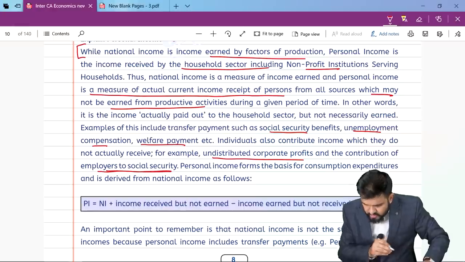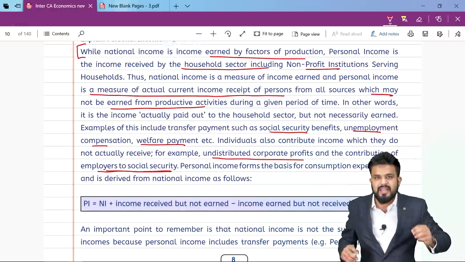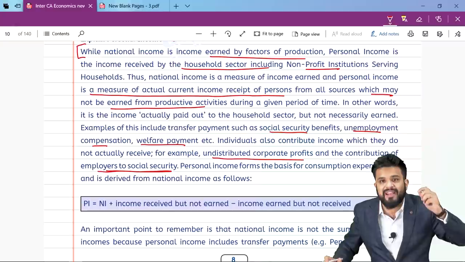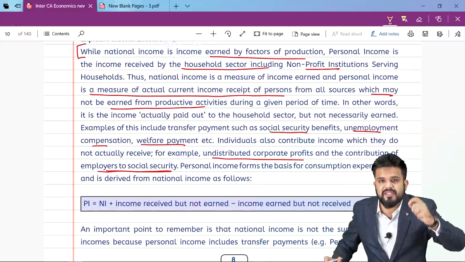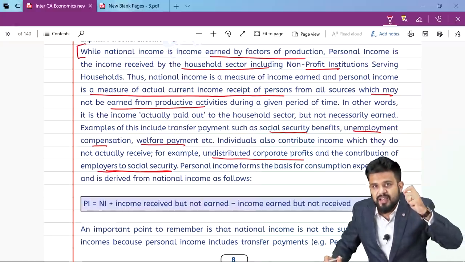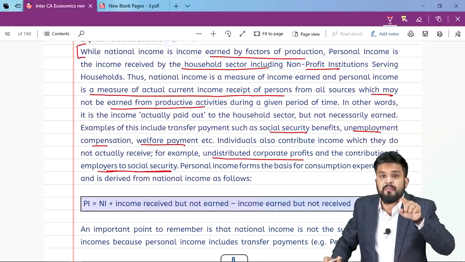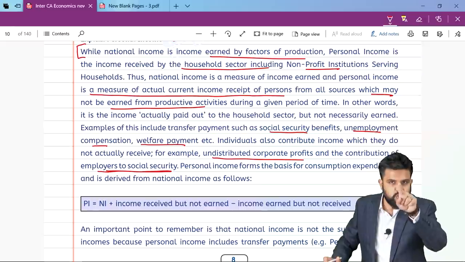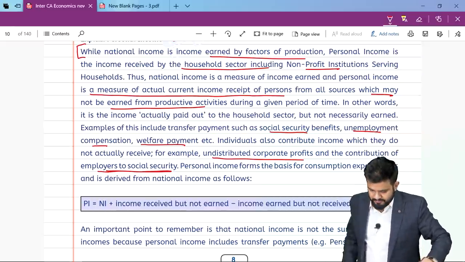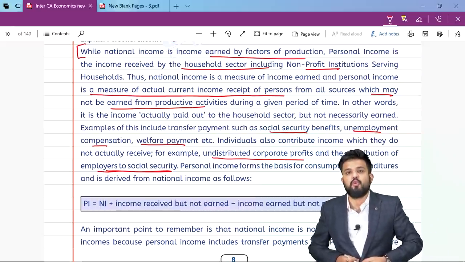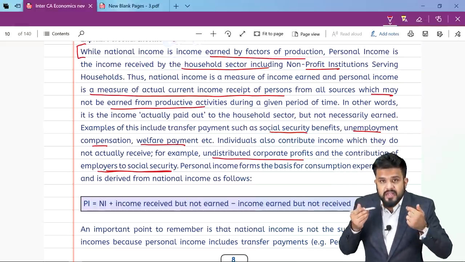Employer's contribution to social security. Like my company is giving me mediclaim facility, life insurance facility, other benefits. To me, benefits will come in future, not now. So you will not add it in personal income. Please remember, you will include only those items which you have received.